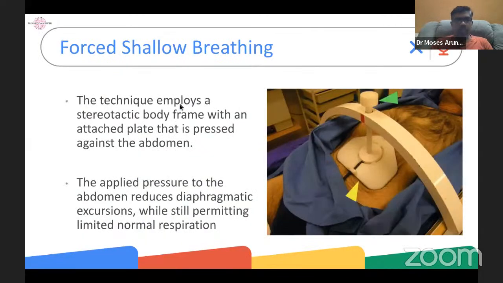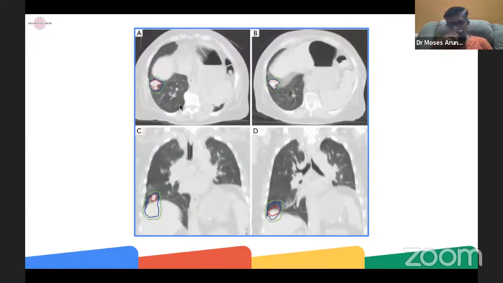The next method is when you are able to reduce the excursion of the diaphragm by putting pressure on the abdominal wall. This is an example where the stereotactic body frame with that attached plate is pressing up on the abdominal wall and thereby reducing the diaphragmatic movement, forcing the breathing pattern to be shallow and reducing the amount of tumor motion that happens. So this is an example of how well you are able to minimize the amount of tumor motion in a lower lobe lung tumor.